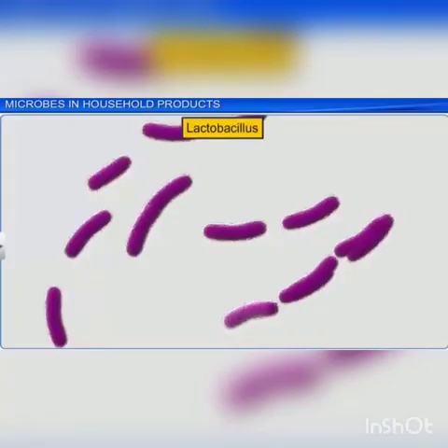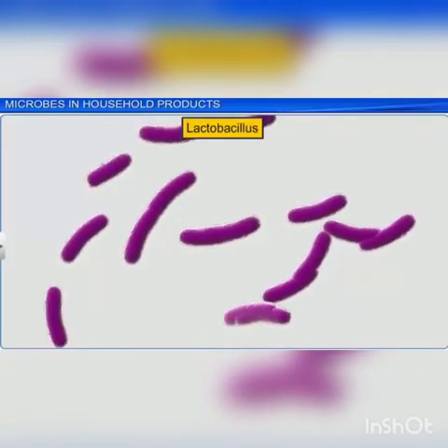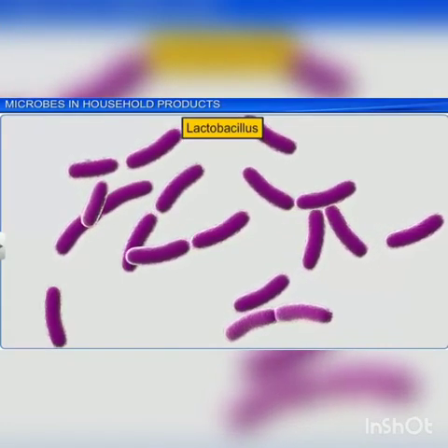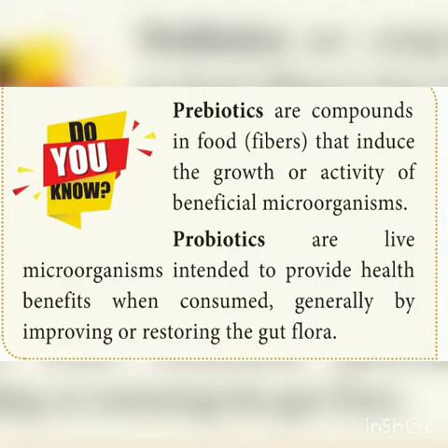Curd is more nutritious than milk as it contains a number of organic acids and vitamins. First we see what is probiotic and prebiotics. Prebiotics are compounds in food, that means the fibers that induce the growth of beneficial microorganisms. Prebiotic means induce the growth of beneficial microorganisms. Probiotics means the microorganisms intended to provide health benefits when consumed.